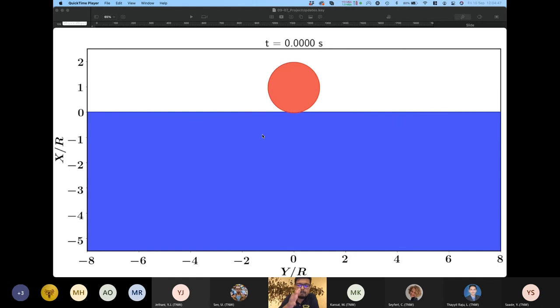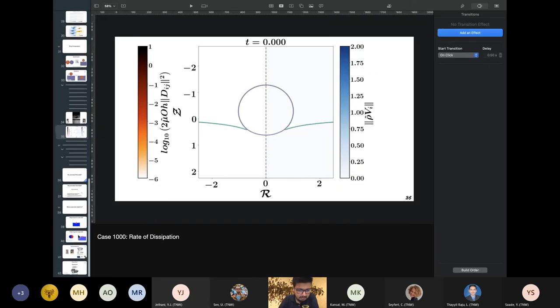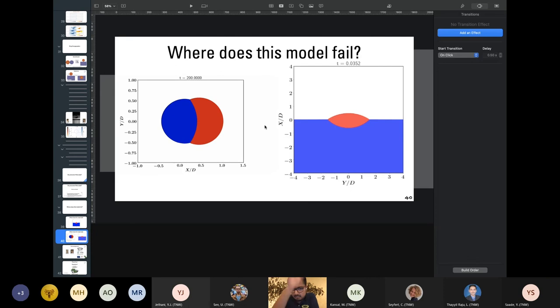So the red is the oil drop impact on a water-air interface, and this is the same method that gave you these results. Very nice liquid lenses and so on. It's the same method where my model fails, basically.